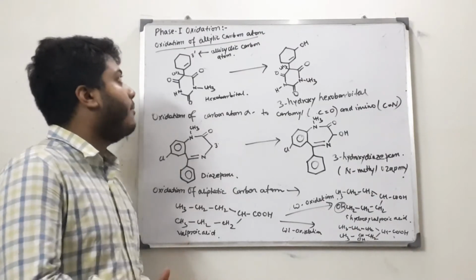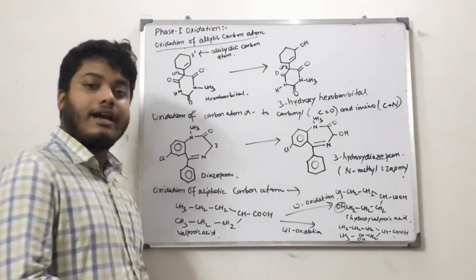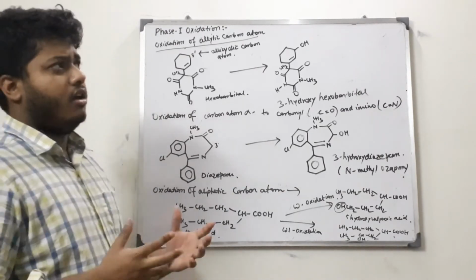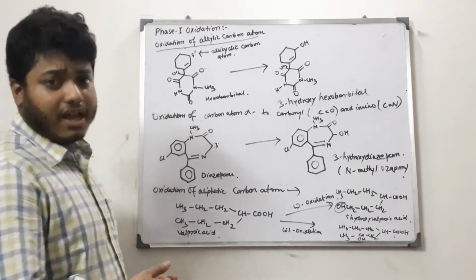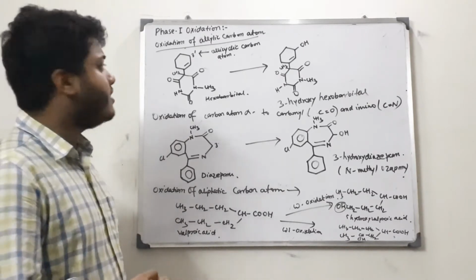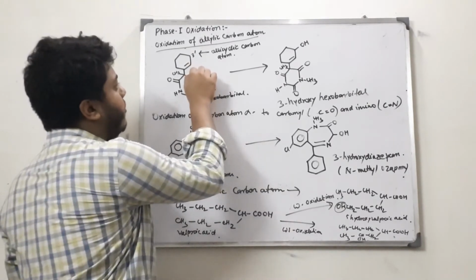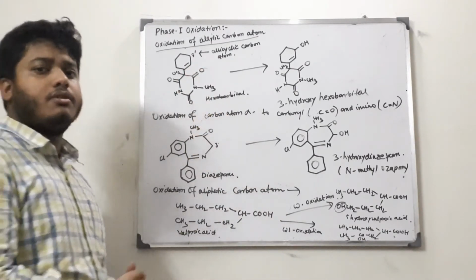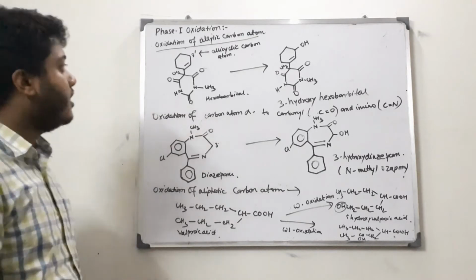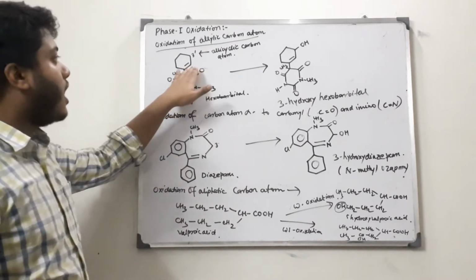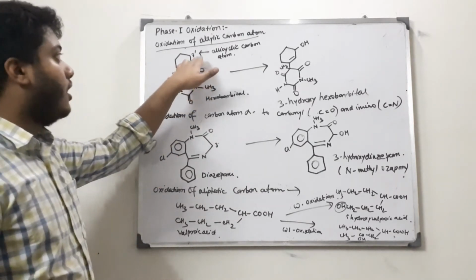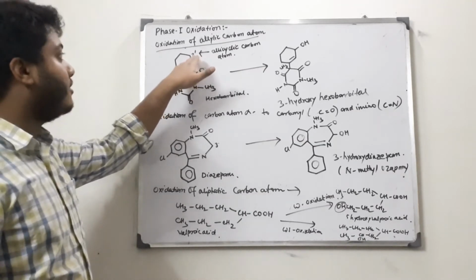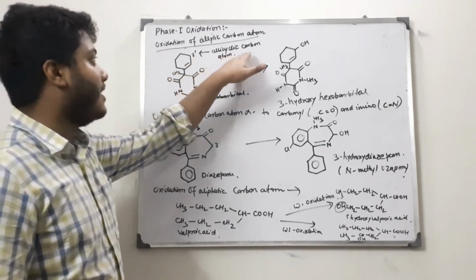Let us see what happens in the oxidation of allylic carbon. So what is allylic carbon? Allylic carbon is the carbon atom next to the double bond. Here you see the structure of hexobarbital, which is also a type of barbiturate drug. Here you can see the carbon atom that is next to the double bond, this 3 dash, is the allylic carbon atom.